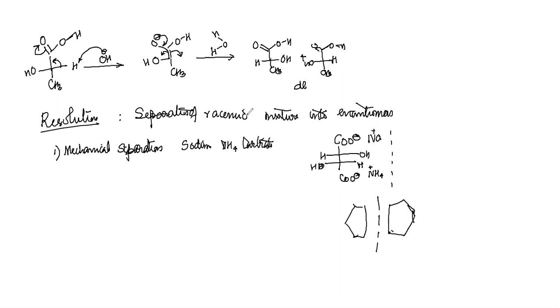The second method is biochemical separation. Second, biochemical. What is biochemical separation? Okay, again, racemic tartaric acid was the victim of this also. There are certain microorganisms which can eat, I will use the word eat, actually, you can say destroy.